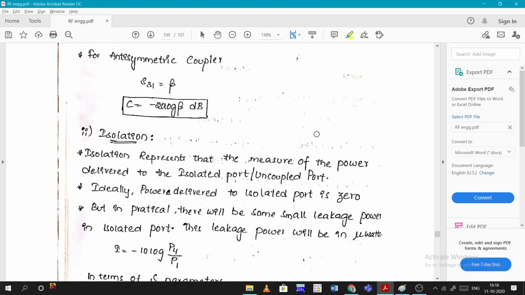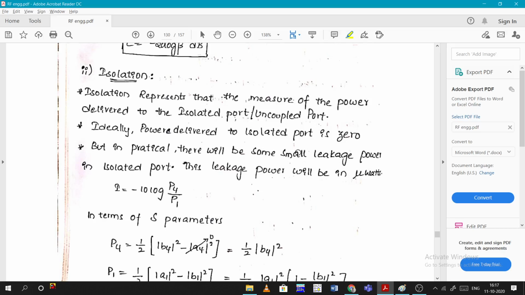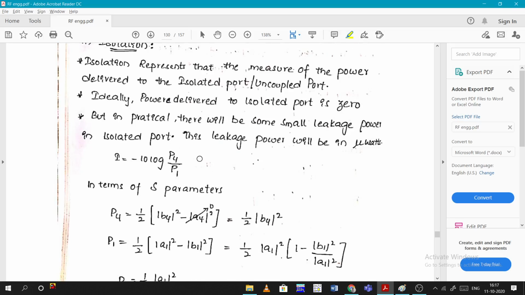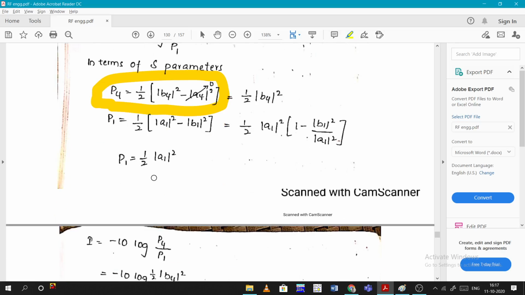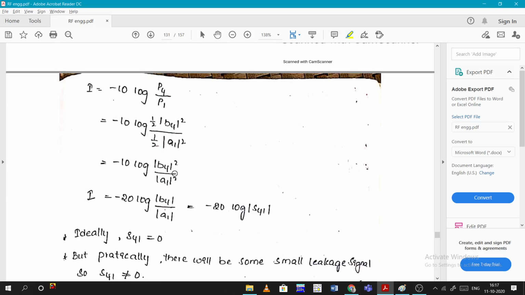Now isolation. What is isolation? Isolation represents the measure of power delivered to the isolated port. The general formula is minus 10 log P4 by P1, because port 4 is the isolated port, that is, power transmitted to port 4 divided by power given at port 1, the input port. In terms of S parameters, P4 is 1 by 2 of mod B4 squared minus mod A4 squared, the general average formula we discussed. According to port 1, this is incident and this is reflected. As all ports are matched, A4 will be 0. So P4 is 1 by 2 mod B4 squared, and P1 is half A1 squared. From that we get isolation equals minus 20 log mod S41.